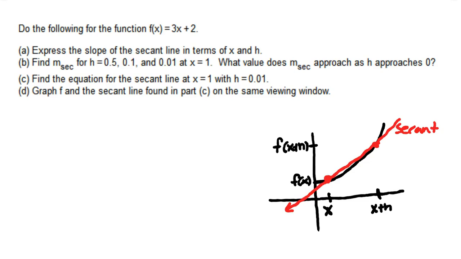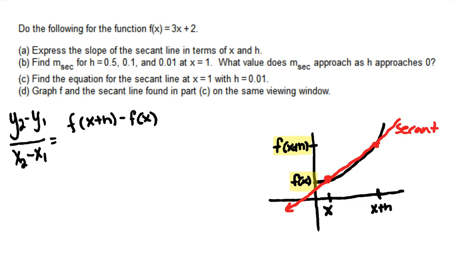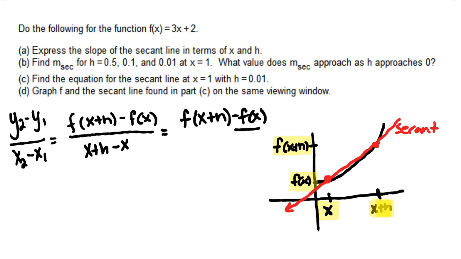We have a formula for calculating slope of a line that's y2 minus y1 over x2 minus x1. So we'll use this f of x plus h as our y2 and f of x as our y1. That will give us f of x plus h minus f of x all over, and we're going to use x plus h as our x2 and x as our x1. We have x plus h minus x, and we can simplify that denominator. I'm copying down the numerator, and the denominator, the x's would cancel, leaving me with h. So this gives us a formula for calculating the slope of the secant line.